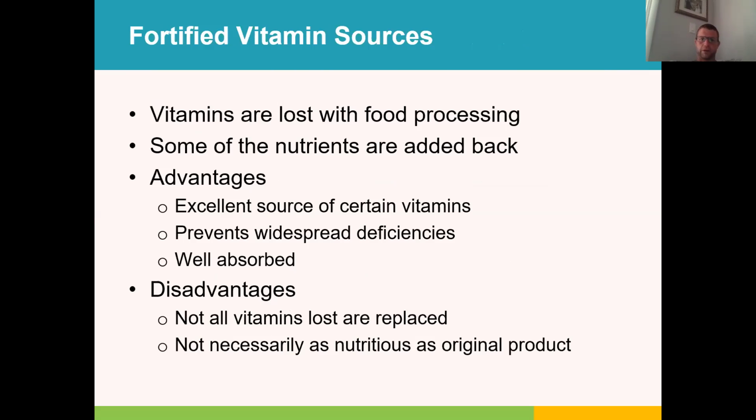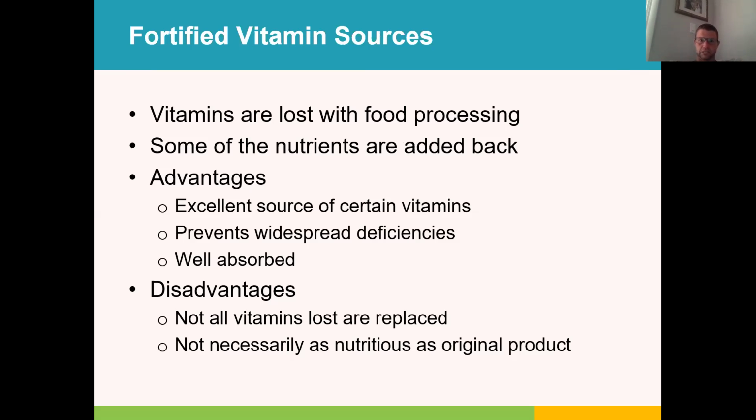So, fortified vitamin sources: this means that vitamins are lost with food processing. So when you see fortified and enriched, okay? Fortified means it used to be in that particular food, but the way they make and process that food now, it's lost. So what they do is add it back in.